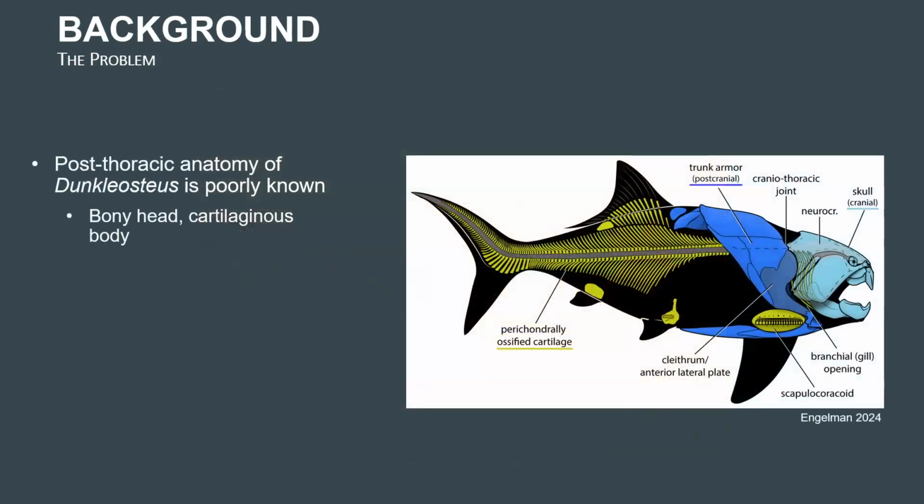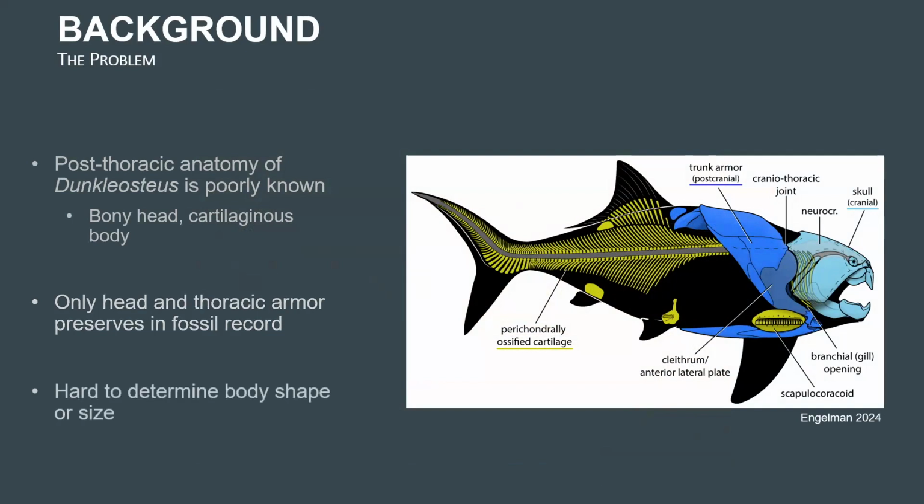So a lot of this is because the post-Jurassic anatomy of Dunkleosteus is very poorly known. Dunkleosteus has a bony head that also includes the anterior half of the trunk, but the rest of the body is composed of perichondral ossified cartilage that very rarely preserves. So again, only the head and thoracic armor are actually preserved in the fossil record. The rest of the body basically rots away, and this makes it very difficult to say anything about body size or shape.